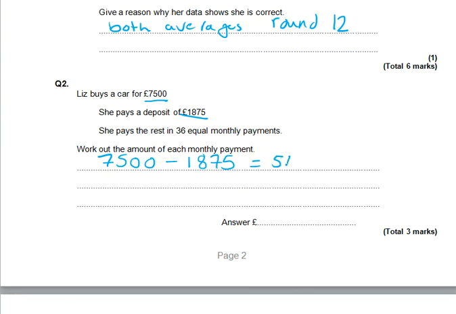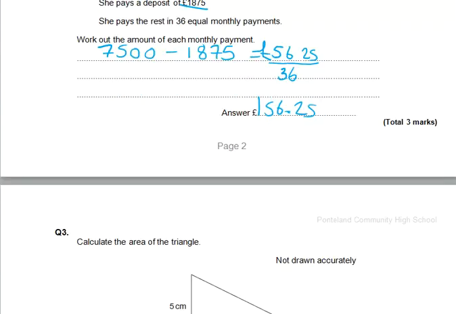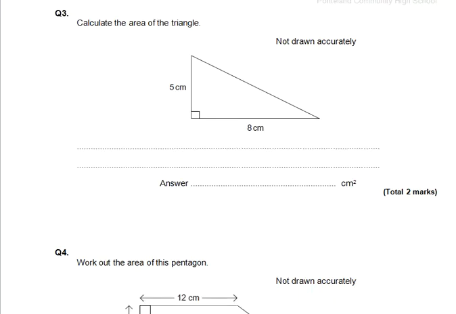So £5,625 still to pay. We're going to split that evenly over 36 months, and we're trying to work out the monthly pay. So if I divide that by 36, we end up getting £156.25. Okay, question 3. Calculate the area of this triangle.